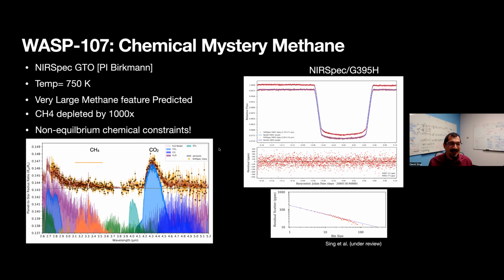So this is great because when you see methane, but it's depleted, now you can get some very firm constraints on the non-equilibrium chemistry. For instance, we know now that the methane abundance is depleted by a factor of about 1,000. So it's really depleted compared to what it should be.